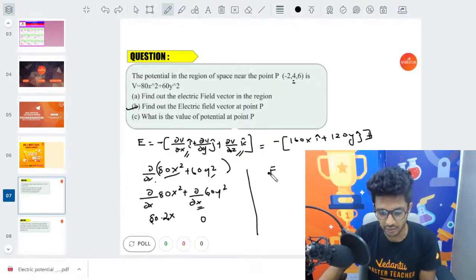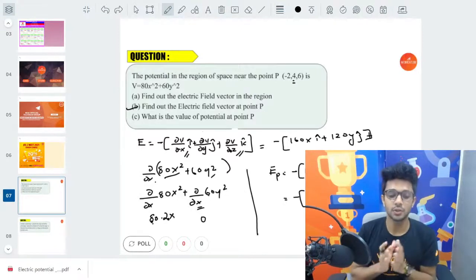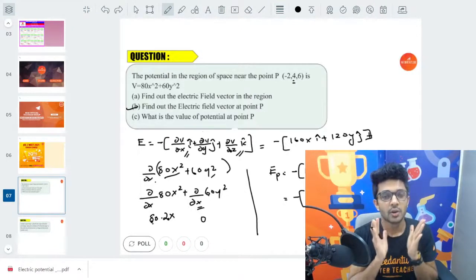So the value of electric field at the point P is equal to negative of 160 into the value for x, that is minus 2, i cap, plus 120 into y j cap. What's the value for y at the point P? That's 4, into j cap. So this is negative of 160 into minus 2, that is 320 i cap, plus 120 into 4, that is equal to 480 j cap. So this is going to be the answer for the question.